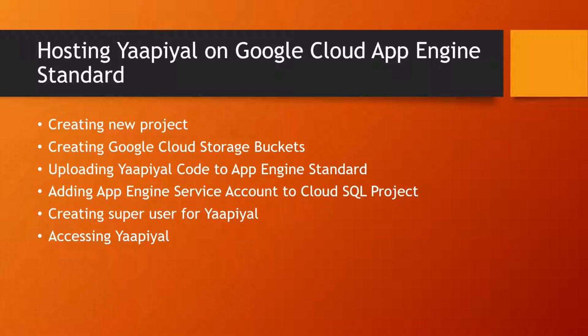And then to host Yaapiyal on Google Cloud App Engine, we are going to create a new project. And then we're going to create a new Cloud Storage bucket so that this application can upload various documents, images, all those things to the bucket. And we are going to upload the Yaapiyal code to App Engine Standard. And then we are going to add the App Engine service account, I will explain that when we get to it, to the Cloud SQL project, and create a super user for Yaapiyal and access Yaapiyal. So that's all it takes to get up and running on Google Cloud with Yaapiyal.